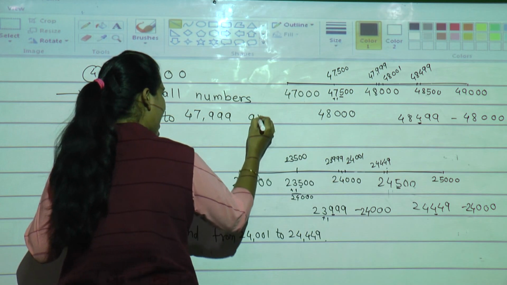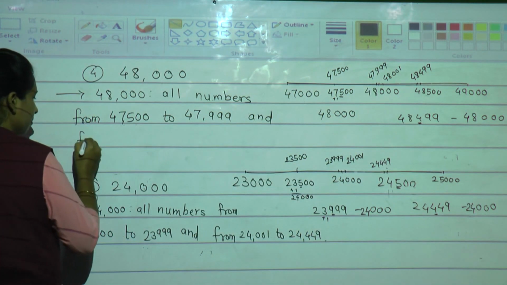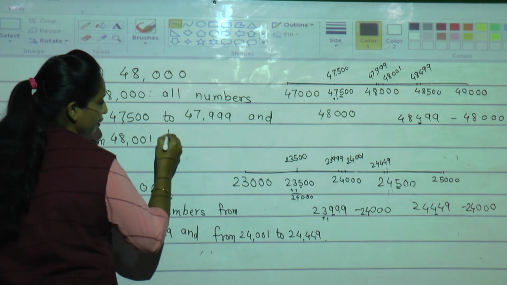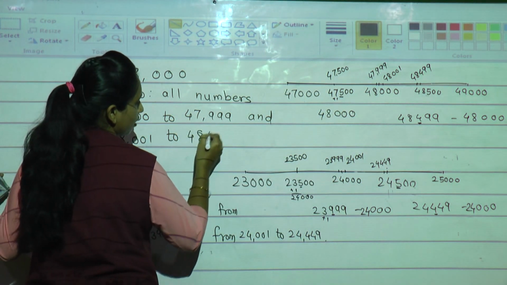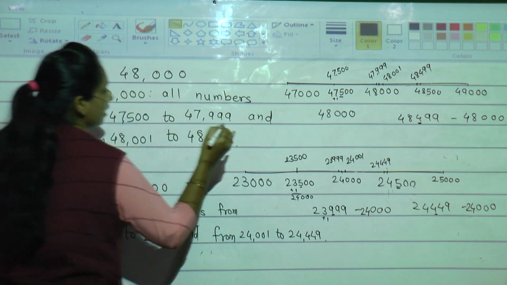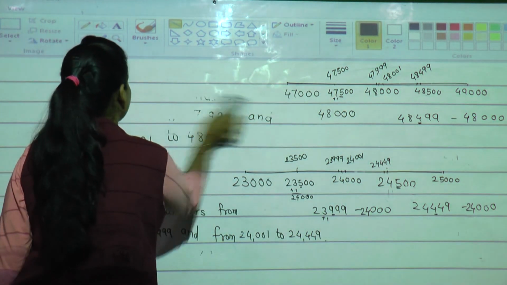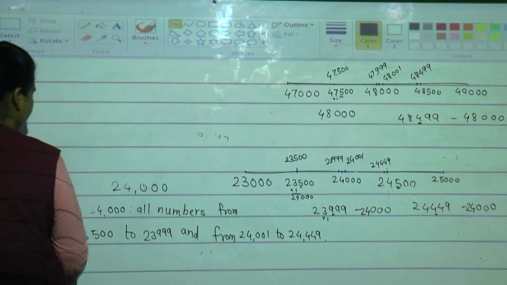47,999 and from 48,001 to 48,499. Got it? So the remaining second and third questions you are going to solve by yourself. So today we have completed our exercise 1.9. Now we'll move to our next concept.